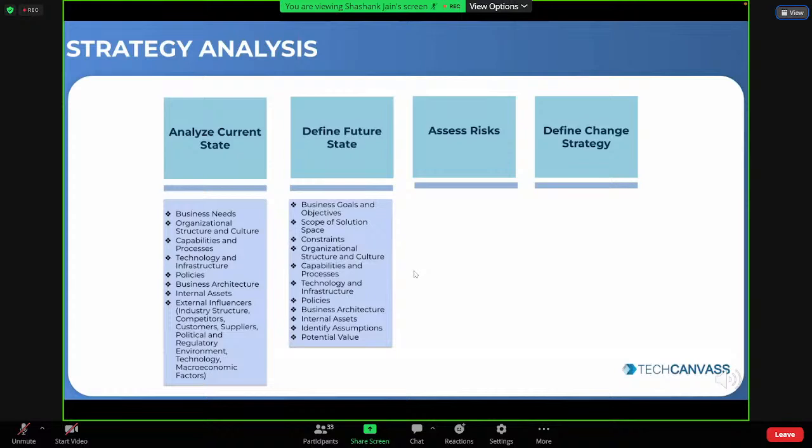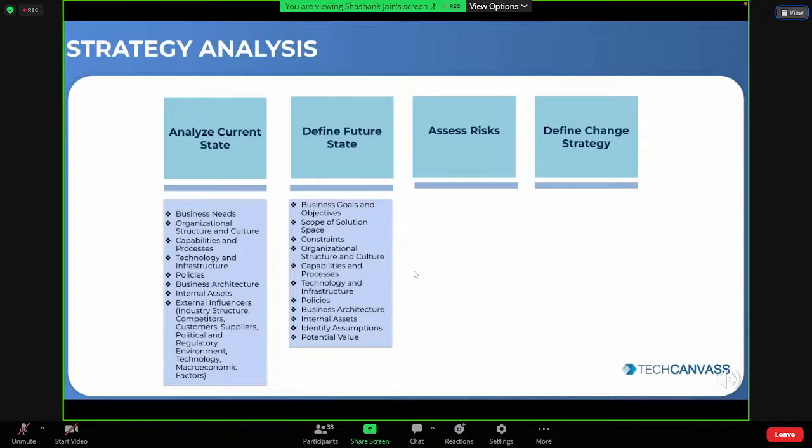So to work on the future state, a business analyst needs to have business requirements. And these business requirements come once you have analyzed the current state. So in defining the future state, you can define the business goals and objectives. And these business goals can sometimes look like increasing employee satisfaction.